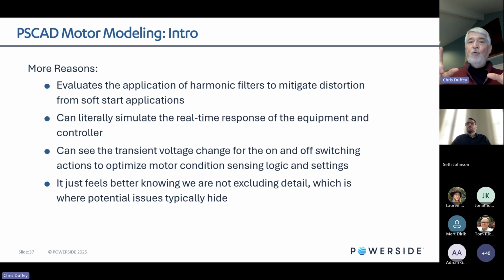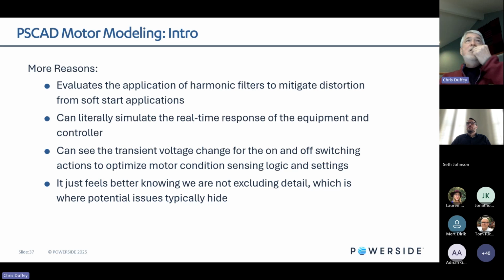Is the controller going to perform the right actions during the start? It can see the transient voltage change for the on-off switching actions to optimize the motor condition sensing and logic settings for when we're going to close in and remove switches or those capacitor bank stages. And just for me, and I hope for you as well, it just feels better, right? It feels better knowing what we've got and we're not excluding detail. Why? Because that's often where potential issues hide, right? When you don't see it.